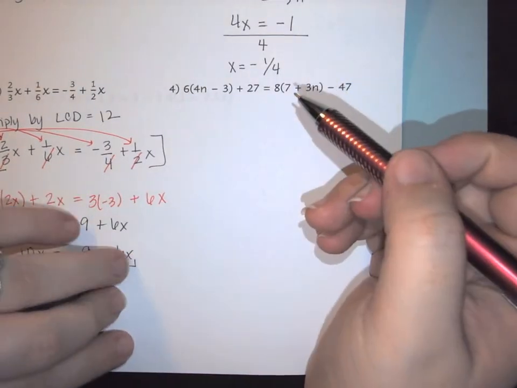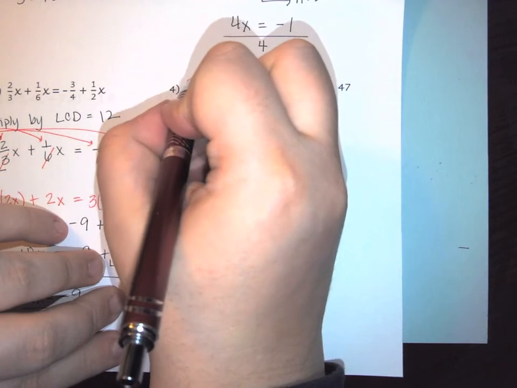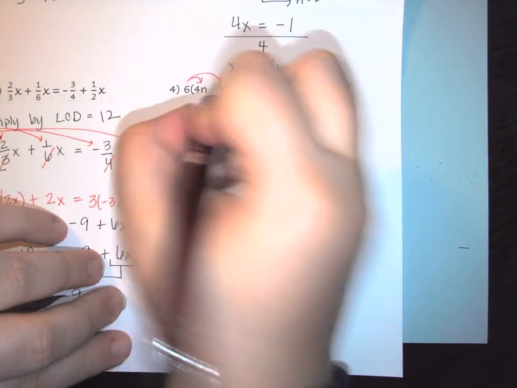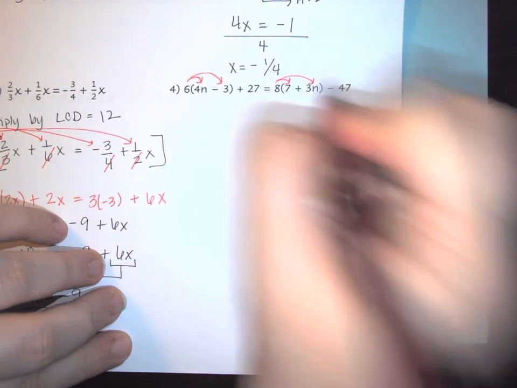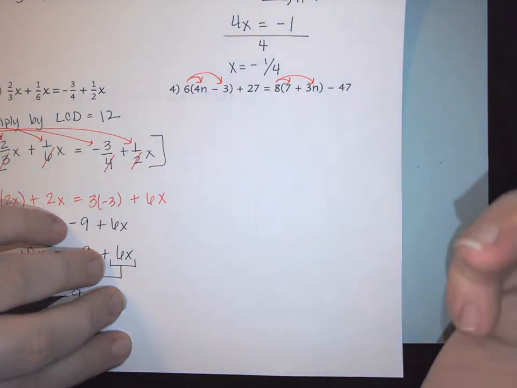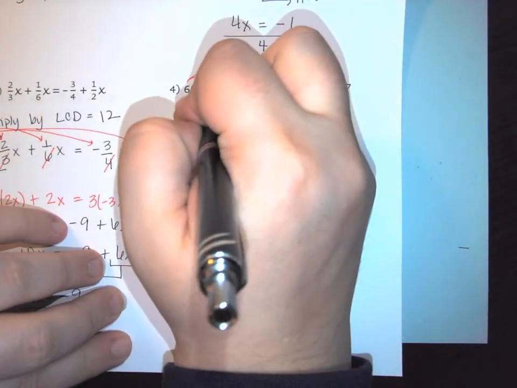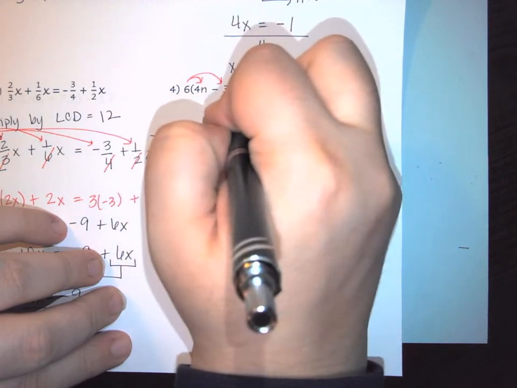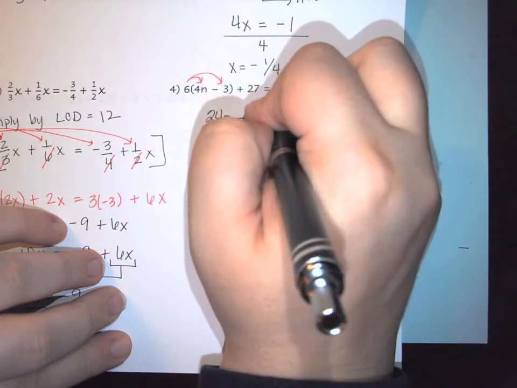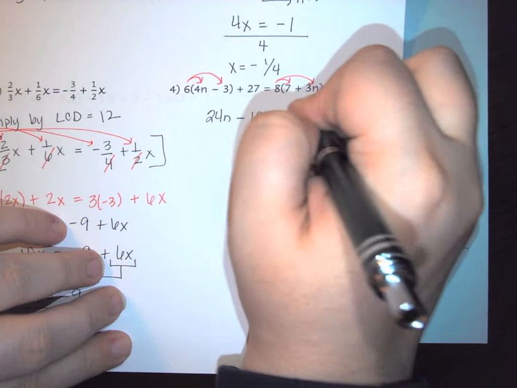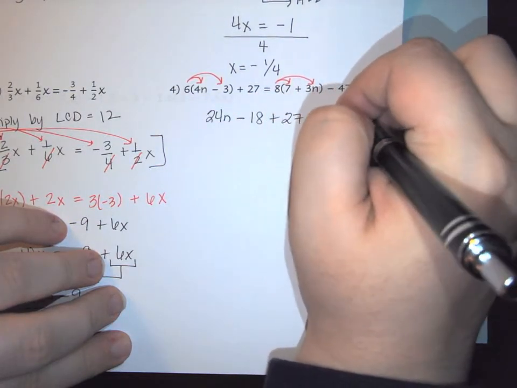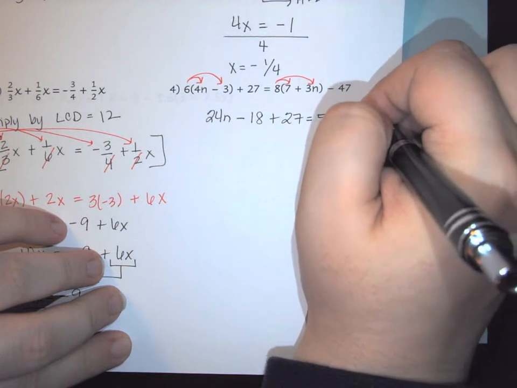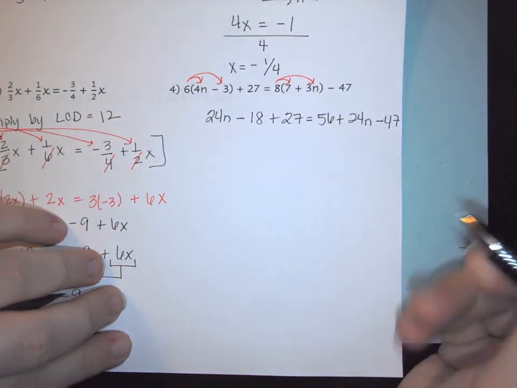Alright, so here we're going to go ahead and distribute the 6 through on this first parenthesis, and we're going to distribute the 8 through on this back parenthesis. So here we're going to end up with 24n minus 18 plus 27 is equal to 56 plus 24n minus 47.